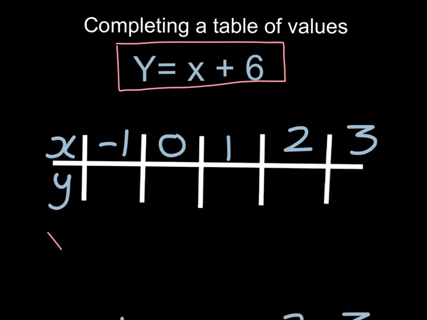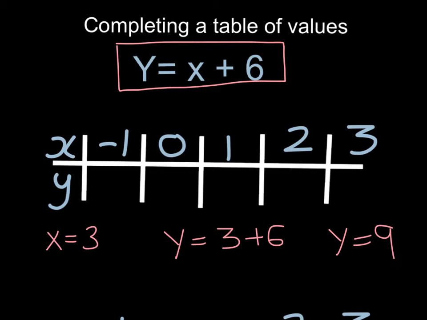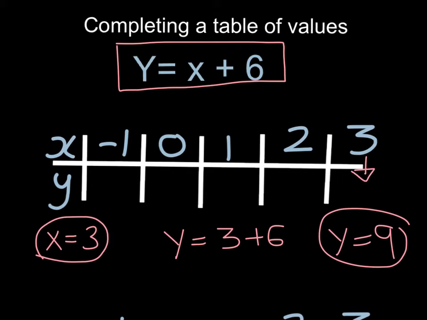So if x equals 3, you would literally do y would equal 3, because you substitute in x is 3, plus 6, and then get your y coordinate. So y in this case would be 3 plus 6, which is 9. So when x is 3, y is 9. If we look from our table, the x's are along the top, so when x is 3, y was 9.